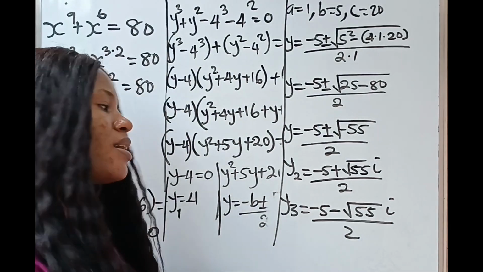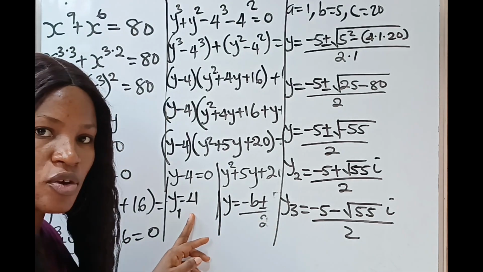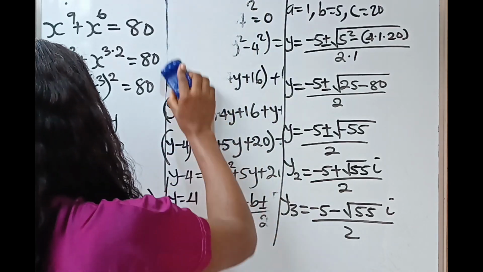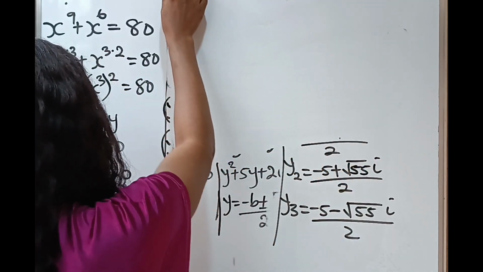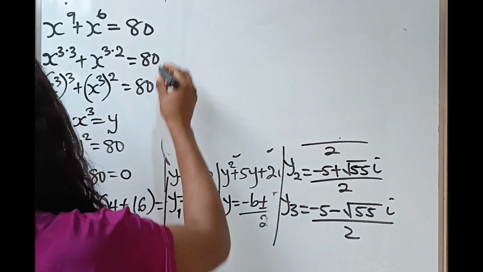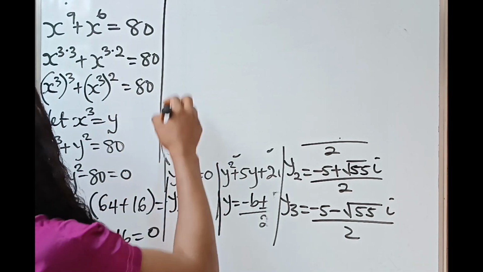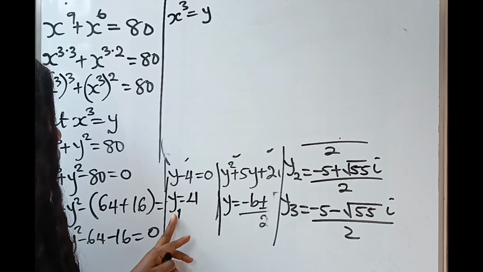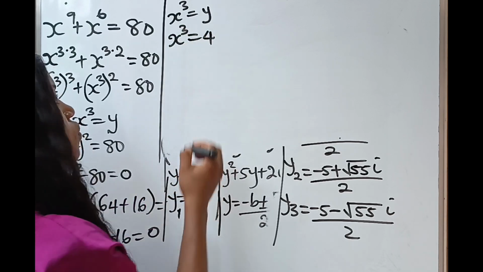Now, what am I saying in essence? We are going back to this place to get the value of x. This is the first value of y. So from here, let's get the value of x. Now, before we are able to do that, we are going to go back to where we said let x to the power of 3 be equal to y. So we say x to the power of 3 is equal to y, right? And here our y is 4. Therefore, we can write x to the power of 3 is equal to 4.